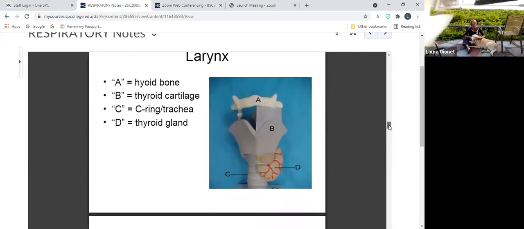Then we go to, here's the gray model that we looked at of the larynx. Here you have your hyoid, thyroid cartilage. We have the trachea below that. C is pointing to one of the cartilage rings. In between those rings, we have connective tissue. It gives the tube of your trachea a little bit of flexibility instead of having a solid pipe for an airway. And D, we're going to come back to that in endocrine system, because that is your thyroid gland.